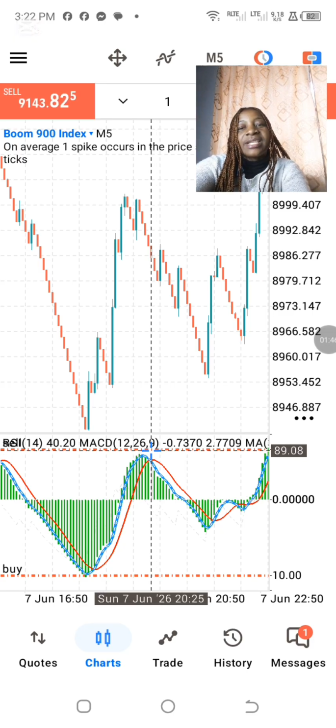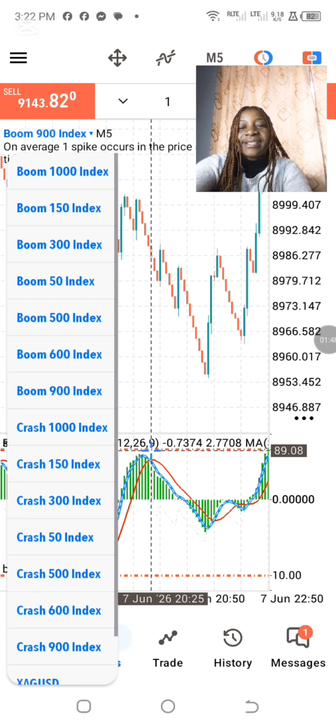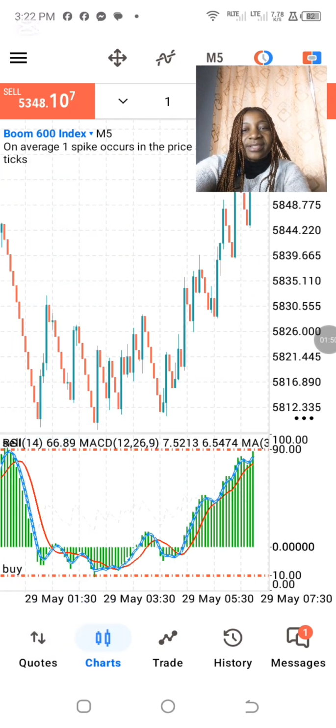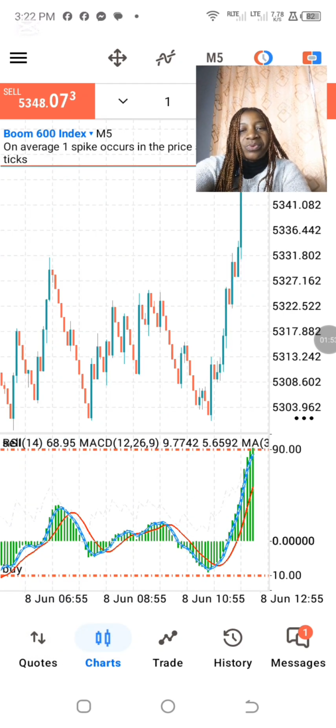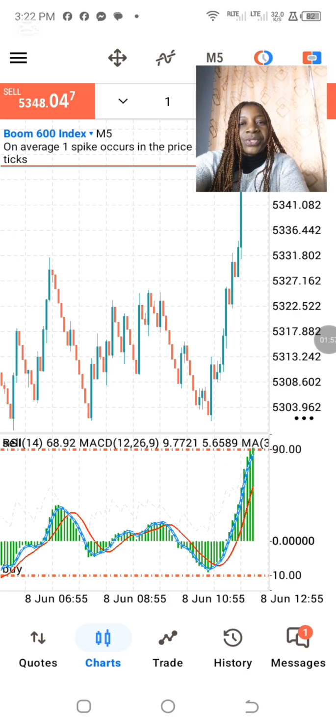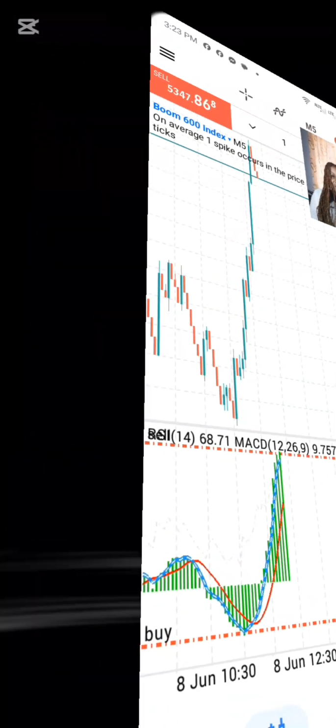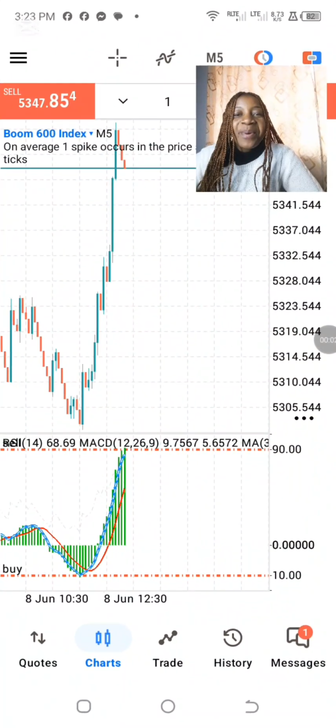Which asset can we go to? Which is the last asset in Boom? Let's go to Boom 600. Let me take you to Boom 600 and see how effective this strategy is as well. So we are now in Boom 600. This is how powerful and effective this strategy is. We are on M5 and this is Boom 600.